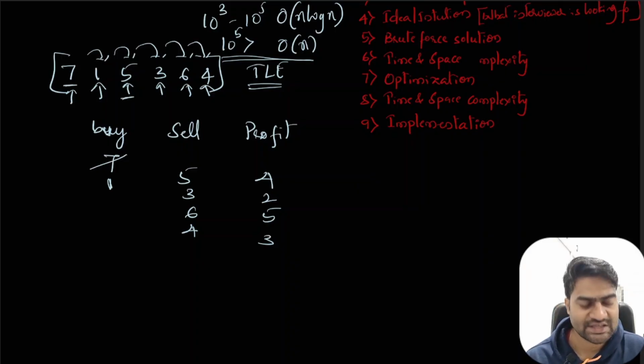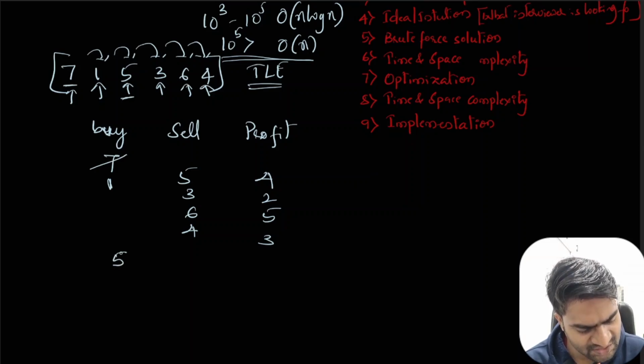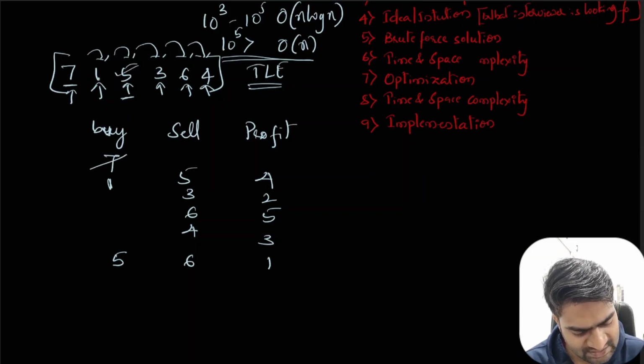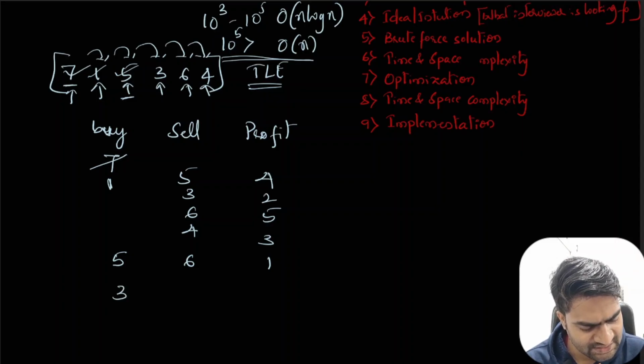Let's try it for the next value, 5. So if I buy it for 5, I cannot really sell it for the previous values. We already know that. So I can sell only for the after values, which is 3, 6, 4. So I cannot sell it for 3 because it is lesser than 5, I can sell it for 6. So if I sell it for 6, then my profit will be 1. I cannot sell it for 4. Okay. Now 5 is done. So I will just mark them. Then if I buy it at 3, then I can sell it at 6. My profit will be 3. Even I can sell it at 4. Then my profit will be 1. Okay. So 3 is done.